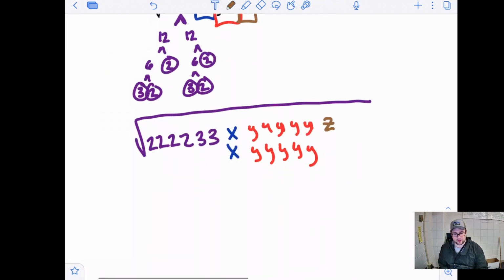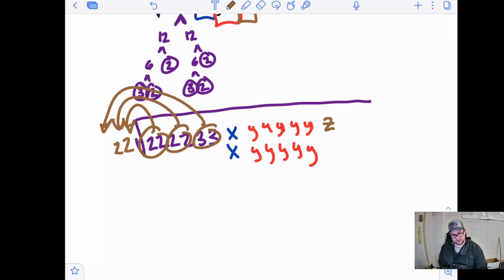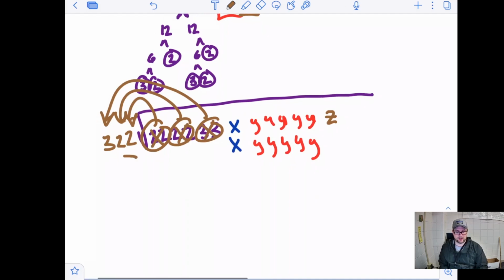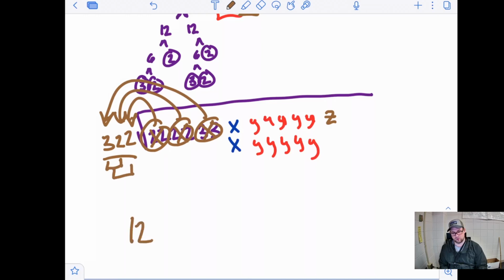Now we pull out our 2-for-1, so we have 2 2's, pull out a 2. We have another 2 2's, pull out a 2. We have 2 3's, pull out a 3. These are all gone. Since we have no more numbers to pull out, when I multiply these, I will get my final number, so let's do that now. 3 times 2 is 6, 6 times 2 is 12.